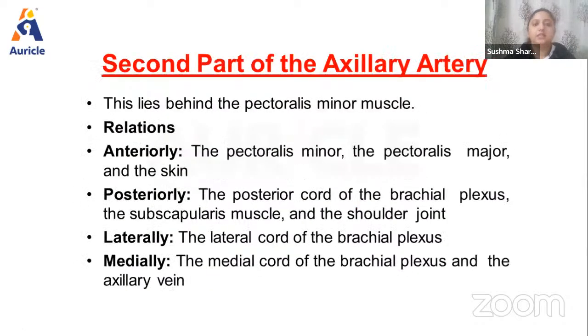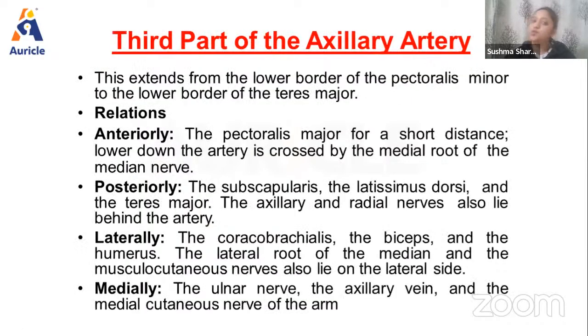Then the second part of the axillary artery lies behind the pectoralis minor muscle. Anteriorly are pectoralis major and the skin, posteriorly the posterior cord of the brachial plexus, the subscapularis muscle and the shoulder joint. Laterally, it is related to the lateral cord of the brachial plexus, medially to the medial cord of the brachial plexus. I think I've already answered your first homework question as to why the cords are called posterior, medial, and lateral. By now, you should have figured it out.